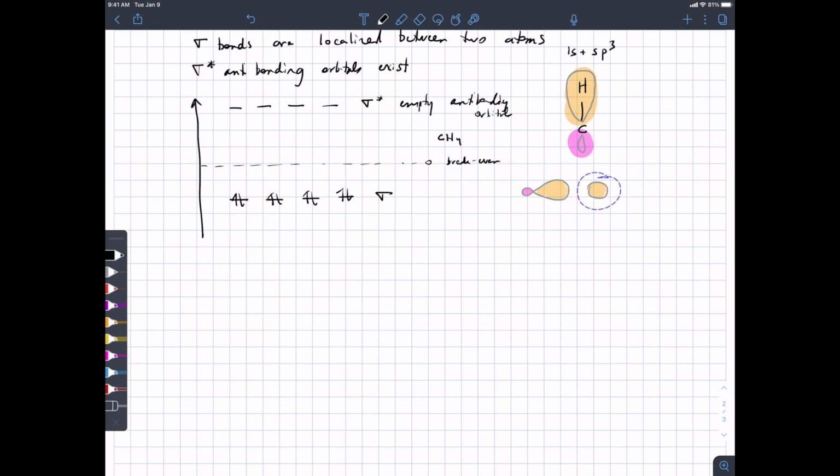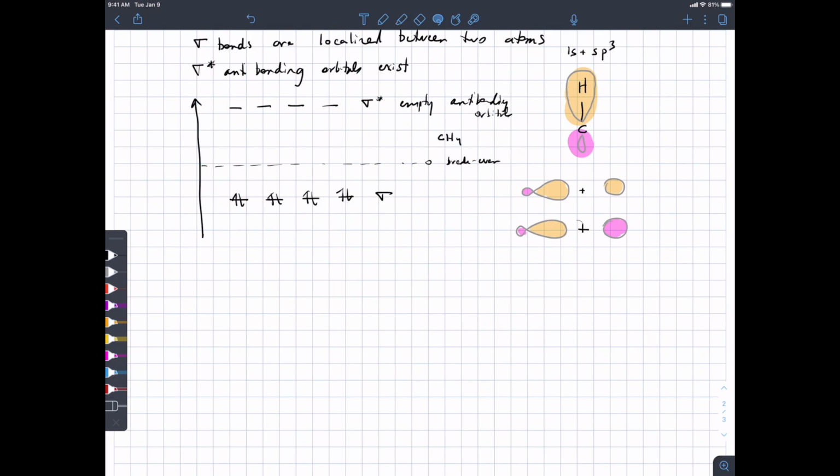That's the plus combination. We're going to get the antibonding orbital from the minus combination. So what would that look like? Bear with me for a second. The minus combination would be the same as the plus combination if I change the wave function sign.